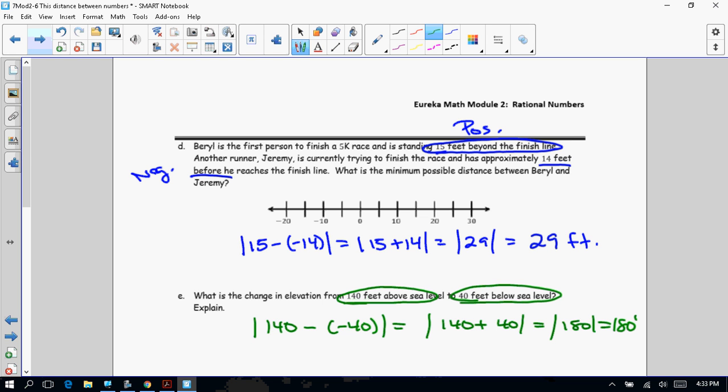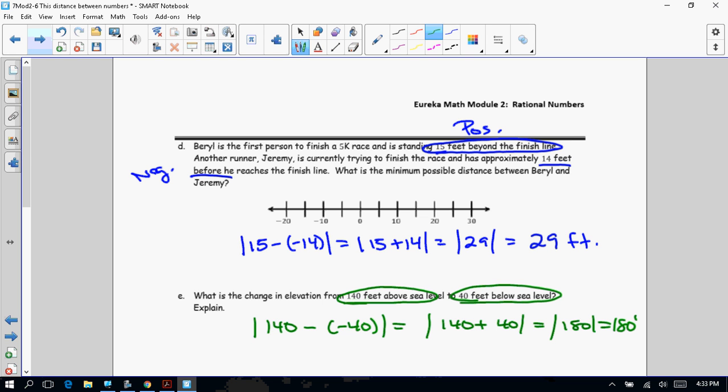And then for part E, what is the change in elevation from 140 feet above sea level to 40 feet below sea level, right? You're in an airplane, you skydive and you land into the water and you dive into the water and go deep just in a scuba suit or something because you're in the Navy SEALs or something like that, right? So you would have a change in elevation of 180 feet.